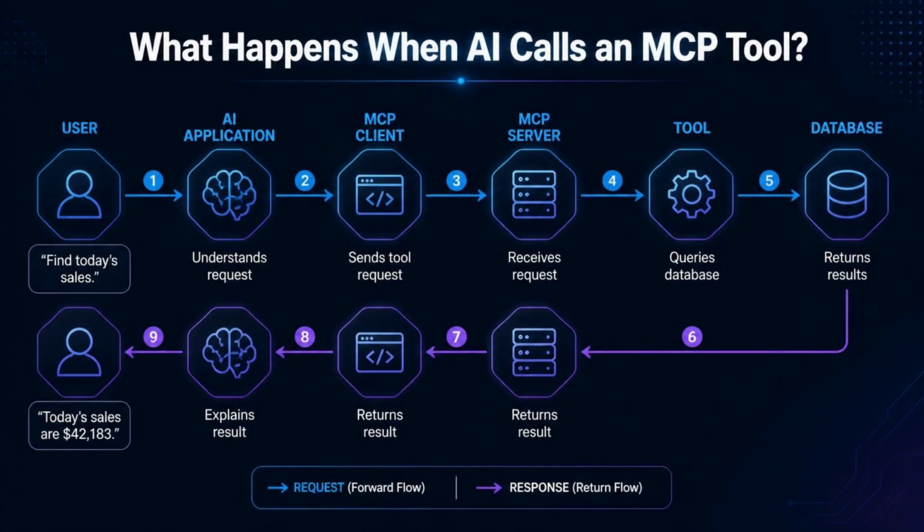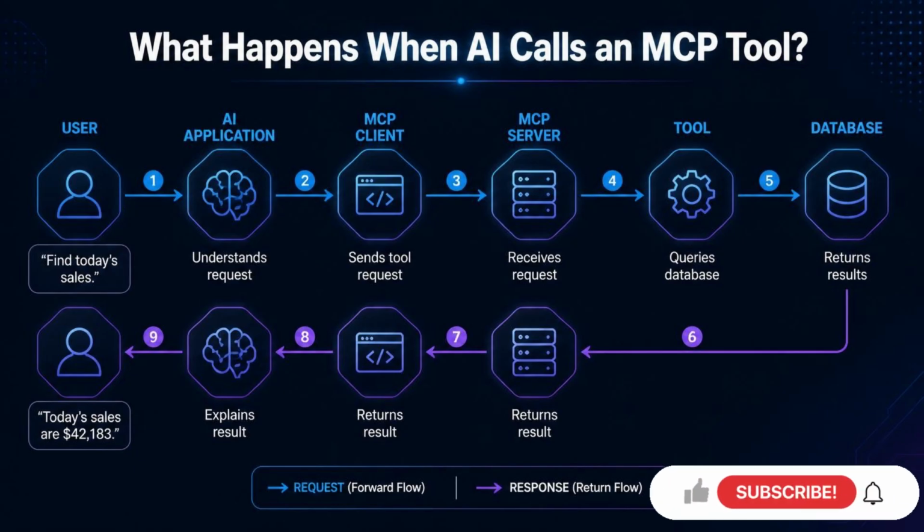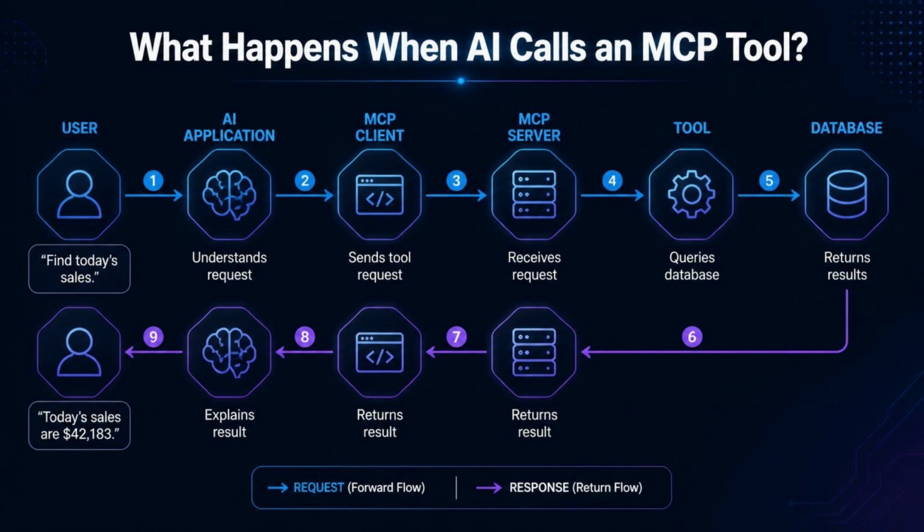Let's look at the request more closely. You say, find today's sales. The AI determines that a sales database is required. The MCP client sends a request to the MCP server. The MCP server identifies the requested tool. The tool queries the database. The database returns the result. The MCP server sends the result back. And the AI receives that information and generates the final response. So there is a complete request and response cycle happening behind the scenes.